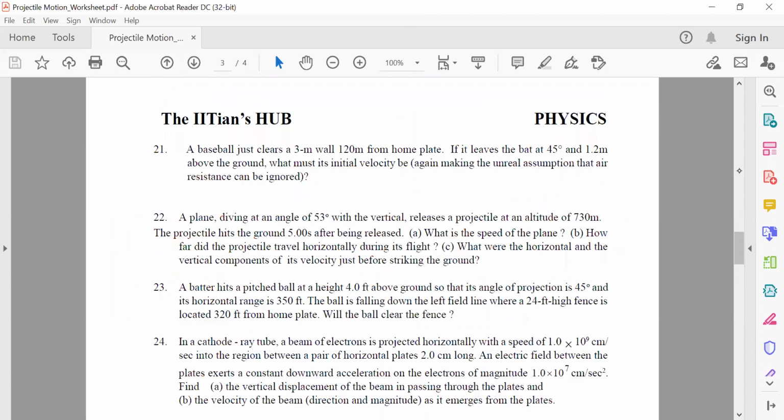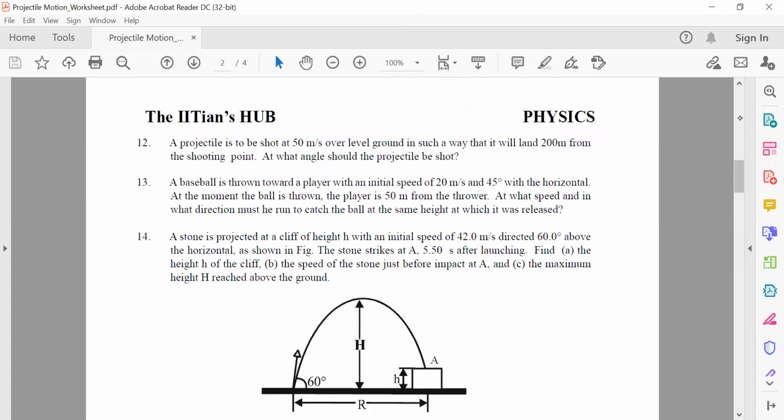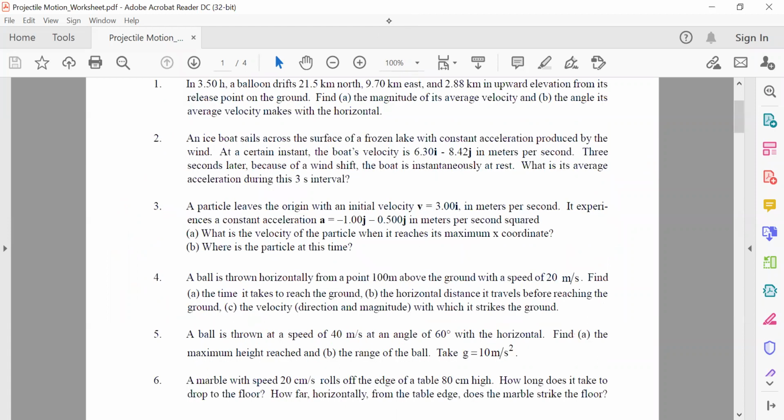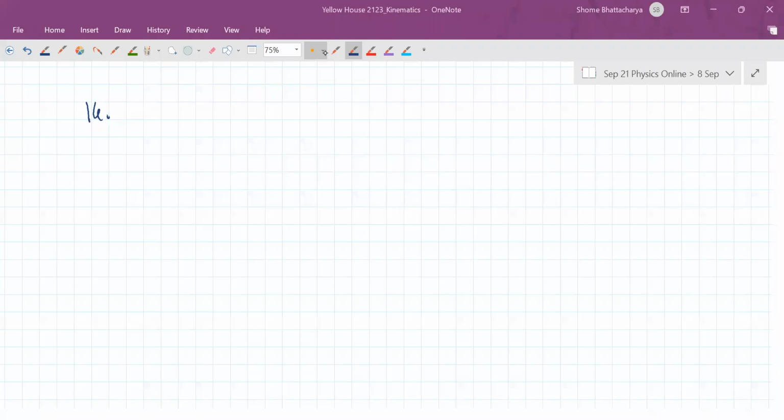So let's go back to question number 3. A particle leaves the origin with an initial velocity of this much, in meters per second. It experiences a constant acceleration of this much. So what is the velocity when it reaches the maximum x coordinate? This is a fundamental question. We have to rewrite the equations of motion like we have done for projectile motion. So I'm switching to my whiteboard to explain this.